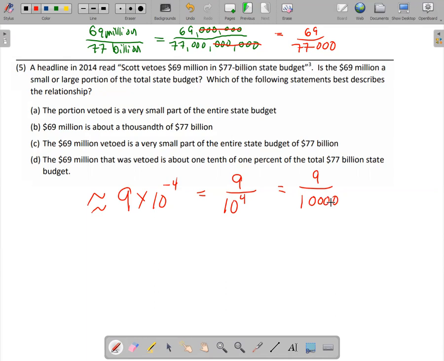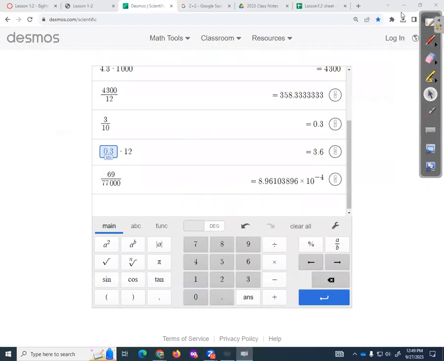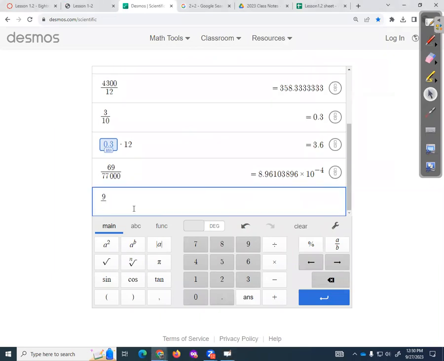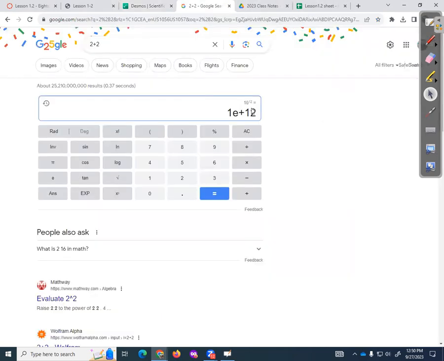So now I'm going to go ask my calculator about that. 9 divided by 1 with 1, 2, 3, 4 zeros. Ah, it's giving me scientific notation again. Come on, Desmos. I'll go to Google. Google will probably give me a better answer. Clear. 9 divided by 10, 1, 2, 3, 4. Thank you. 0.0009.